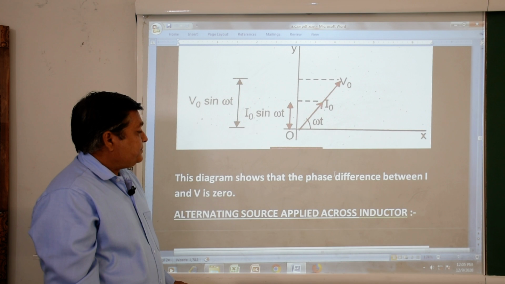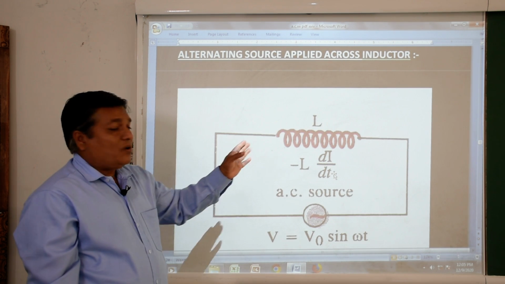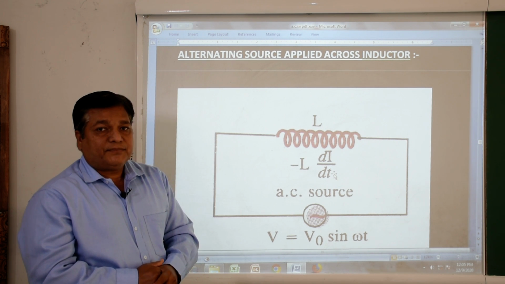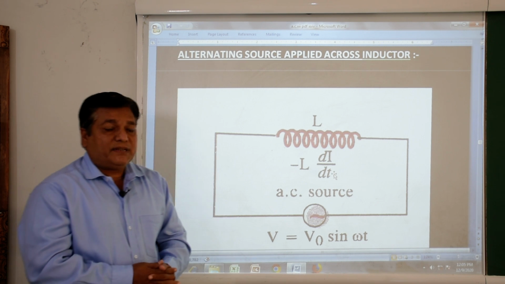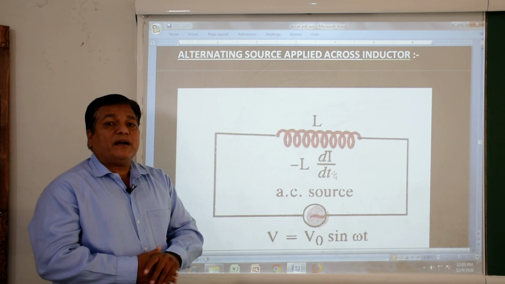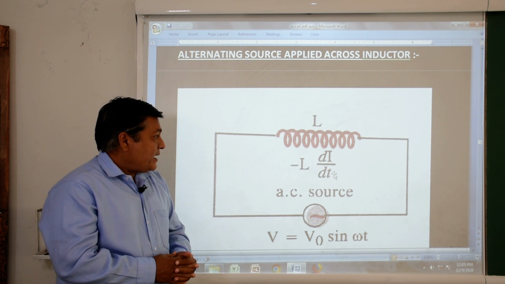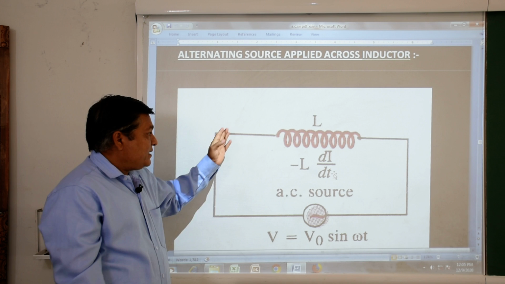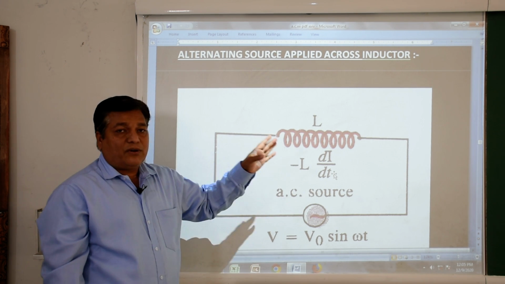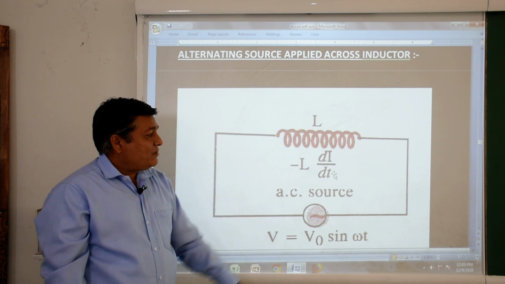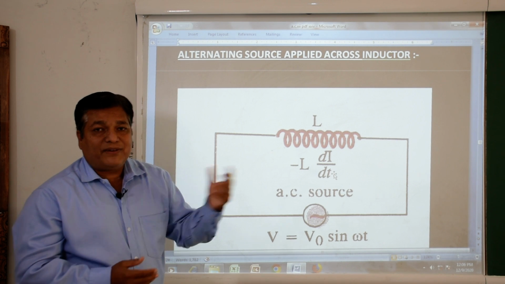Let us take another type. Suppose that only an inductor or coil is attached to an AC supply. We know that when an inductor is attached to the AC supply, V is equal to V naught sin omega t is the voltage set up at the terminals of the AC. When current starts flowing through the coil after the potential difference is set up, an induced EMF takes place in the coil which opposes the incoming current.